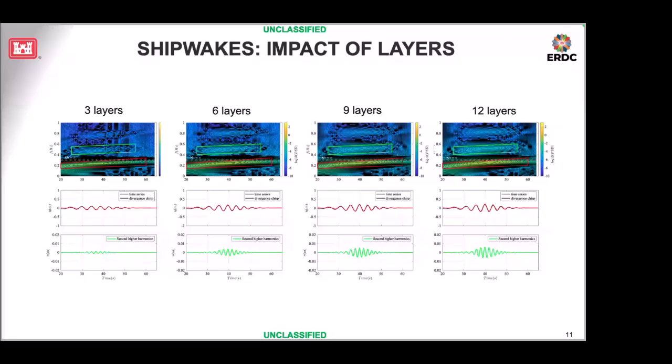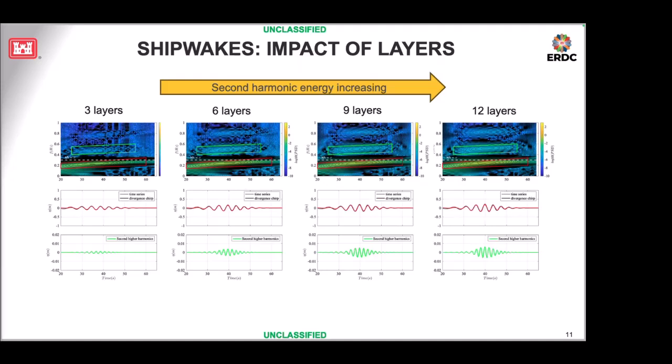So now on this next slide, we'll see the impacts of adding new layers. One thing to notice is as we increase the number of layers going from left to right, from 3 to 12, we can see the higher harmonics in the green box are more properly resolved and have increasing energy.